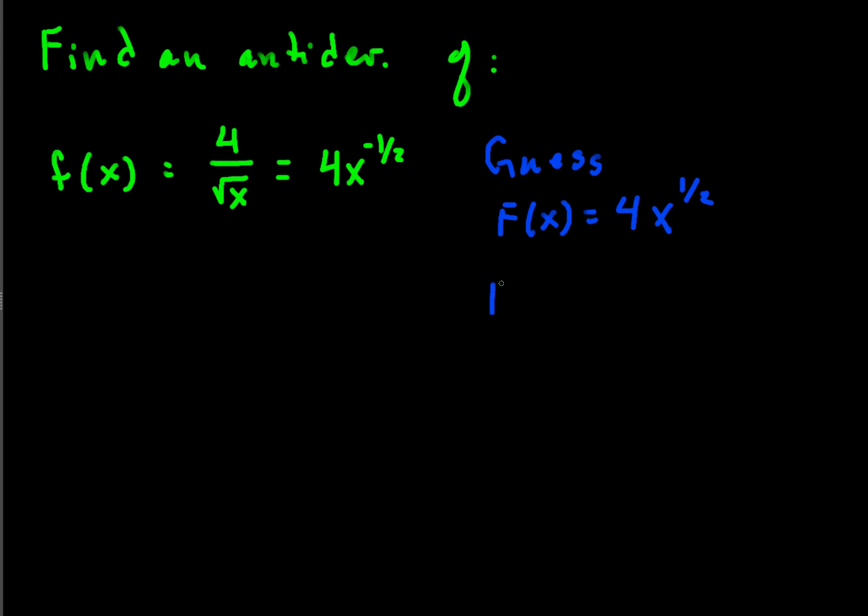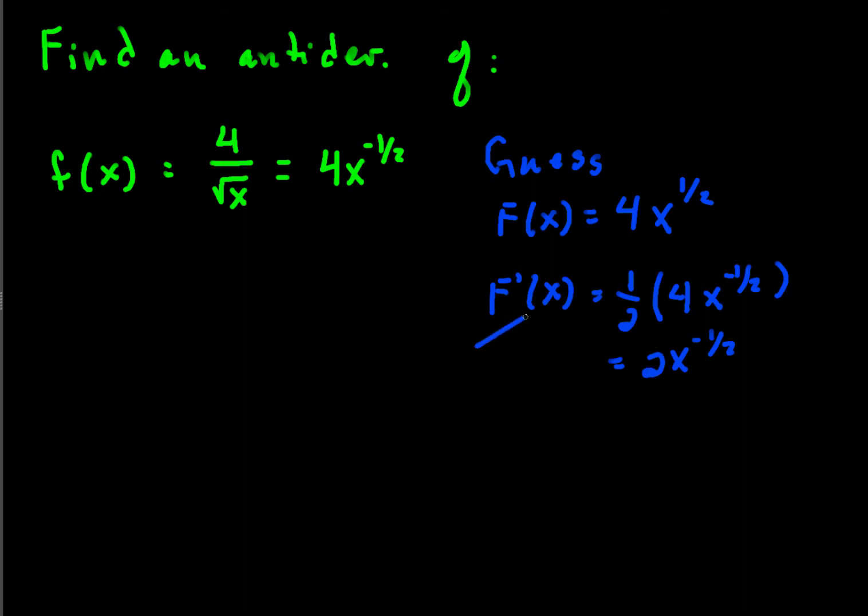Well, f prime of x, power rule says this is equal to 1/2 times 4x to the minus 1/2, which is 2x to the minus 1/2. Well, my powers are correct, right? I've got a negative 1/2 here, a negative 1/2 here, but my coefficient is not correct. It's a 2, and I needed to have a 4. So this isn't quite right. In fact, I'm off by a multiple of 2.